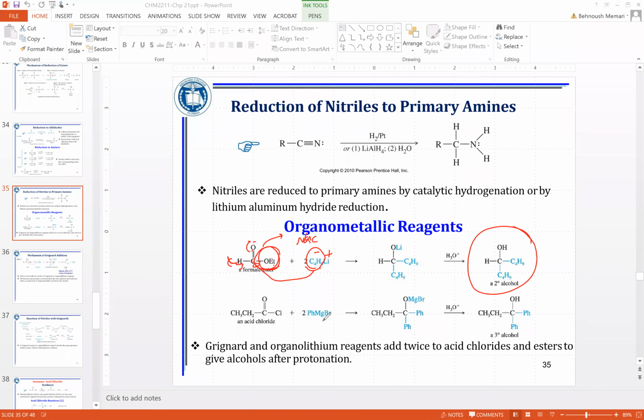For the next reagent, when you have a Grignard reaction, 2 moles of Grignard with acid chloride would also give you tertiary alcohol. The first mole will replace the Cl, and the second mole would break the pi bond over the oxygen, and you would protonate and change that to OH. So you are basically adding 2 of the nucleophile part of the Grignard reagent. And the nucleophile part of the Grignard reagent is the alkyl group or the aryl group that makes the Grignard reagent.